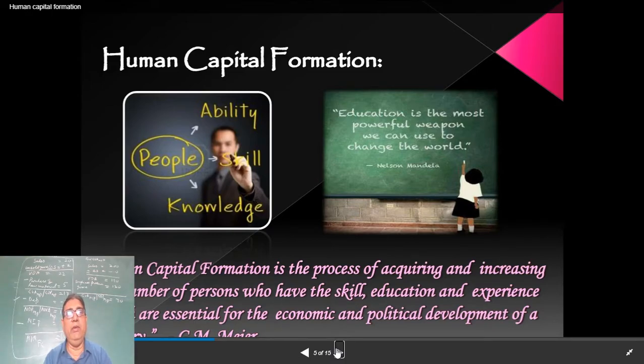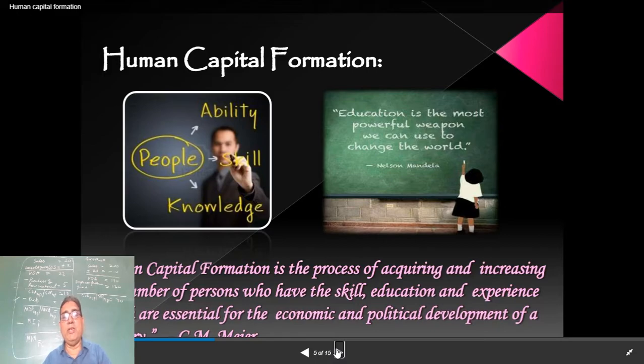Everybody has the same view that, my dear student, education is the most important thing which can change the world. So for every economy, education is very important, because if the laborers or workers are highly educated and experienced and dedicated and have knowledge, they can bring new technology, they can create different types of innovations to increase the production, to increase the development of the country.